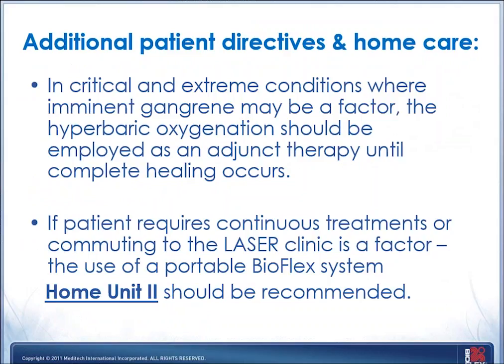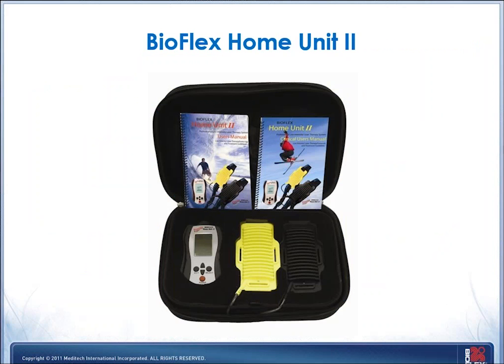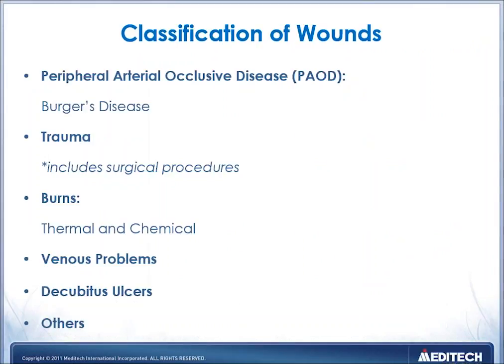So in critical and extreme conditions where there is obvious ischemia observed in tissues, we suggest the utilization of hyperbaric oxygenation. And if a patient requires continuous treatments, or the laser clinic is located quite far from where the patient is, then we suggest using the portable home unit. Considering, let's say, weather conditions, if it's winter, icy roads, a snowstorm, patients would have a chance to continue with wound healing using this portable device. Some of you, if you haven't seen it yet, we do have a portable home unit utilizing just two types of arrays, red light and infrared light.